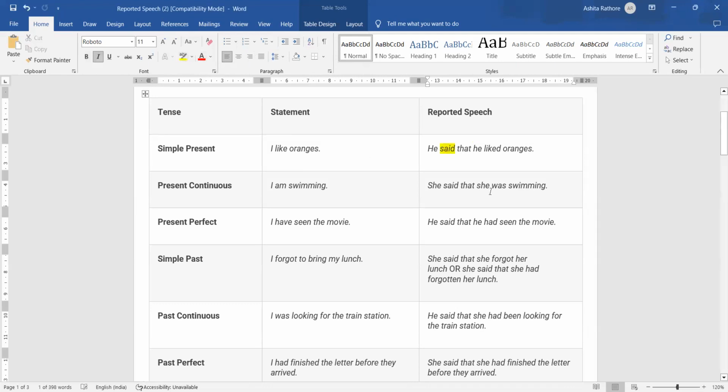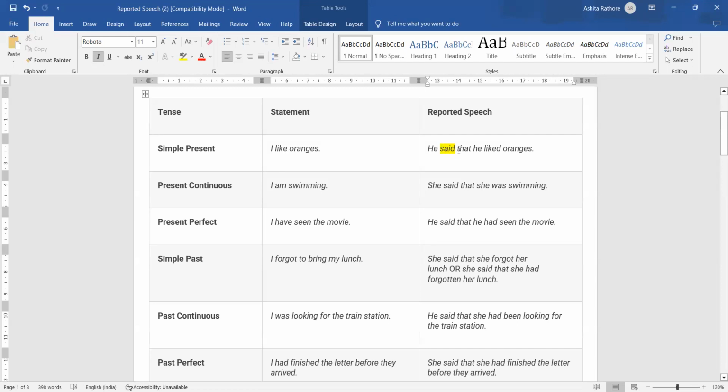Said. Yes. If we notice, in all the statements that are converted here, he said, she said is being repeated. This verb is known as the reporting verb. This verb can change also, like instead of said, it could be told, questioned, anything else, depending upon the sentiment or the context of the sentence. This verb is known as the reporting verb because a sentence change is happening as the incident is being reported.